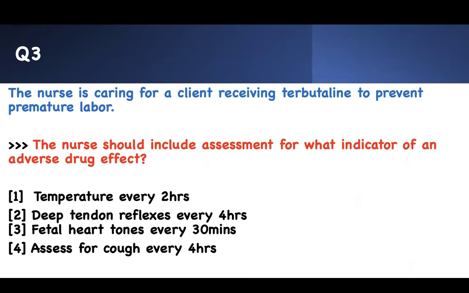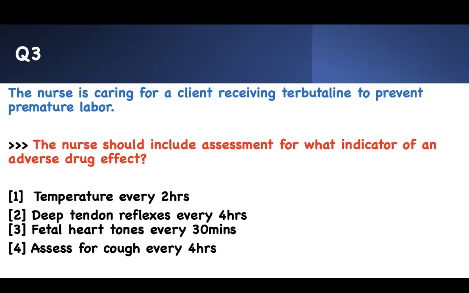And then, should include assessment for what indicator of an adverse drug effect. Sometimes you see these NCLEX questions that the wording looks a little bit confusing. We're going to break it down and I'll show you how to find the answer. A nurse is caring for a client receiving terbutaline to prevent preterm labor. The nurse should include assessment for what indicator of an adverse effect?